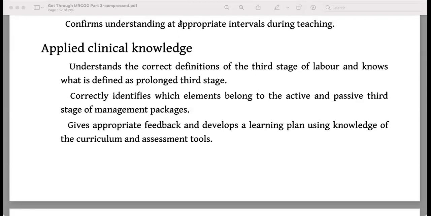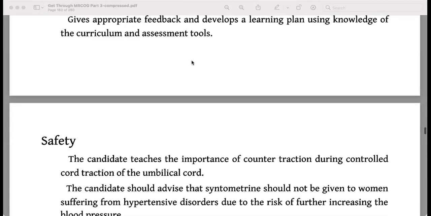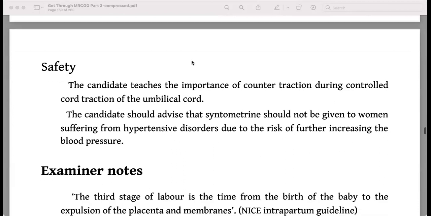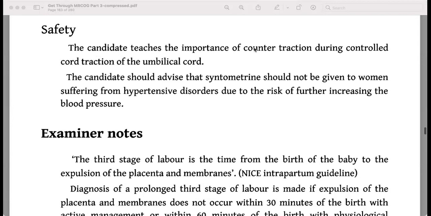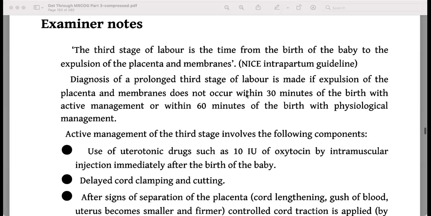Correctly identify which elements belong to the active and passive stages of the management package. Give appropriate feedback and develop a learning plan using knowledge of the curriculum and assessment tool. Here in safety, the point of counter traction during controlled cord traction of the umbilical cord was one point of safety. Also the contraindication to syntometrine was a point of safety. So well done. And here are the examiner notes.